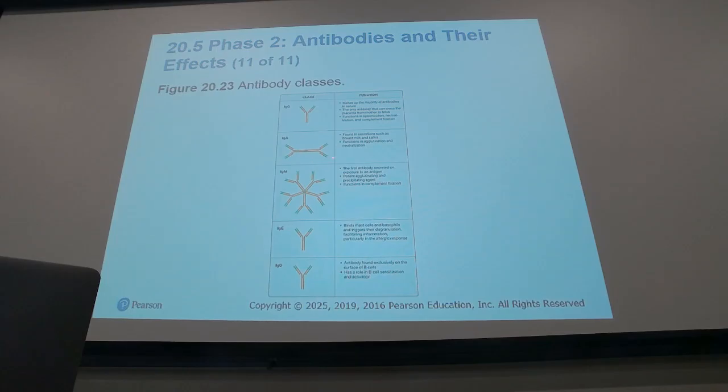IgA is a dimer. It is found in secretions like breast milk, saliva, tears, semen. It helps to protect against respiratory infections, infections in the eyes. And this one is found in breast milk, same as IgG. The colostrum, the first milk that the baby receives when it's breastfed, has IgG and IgA. So it receives a double supply of antibodies.